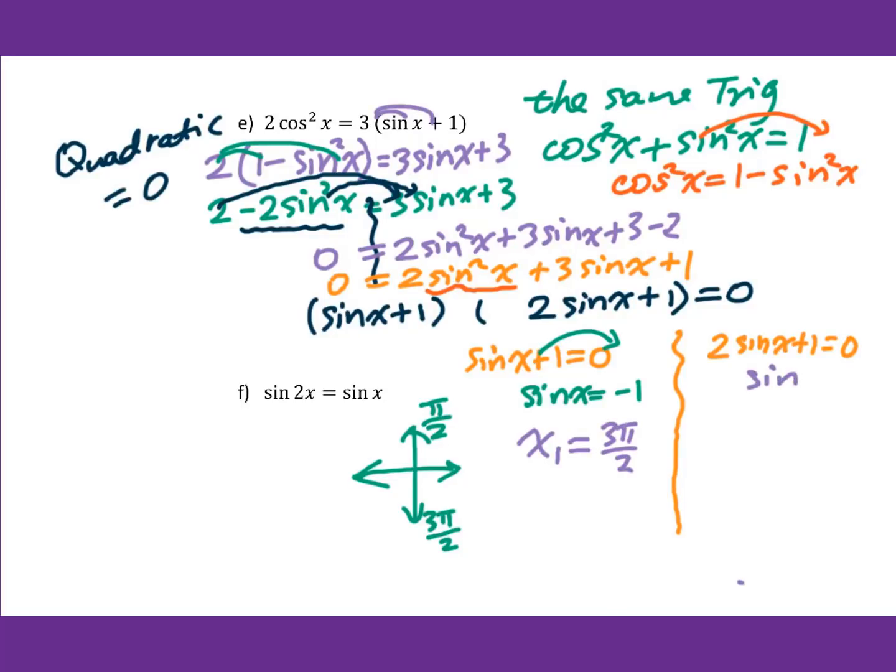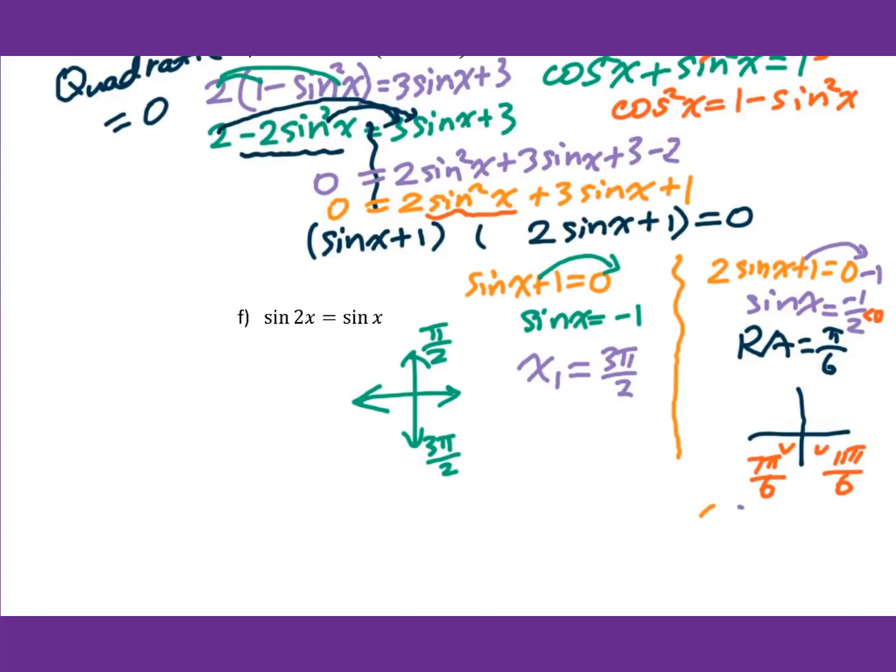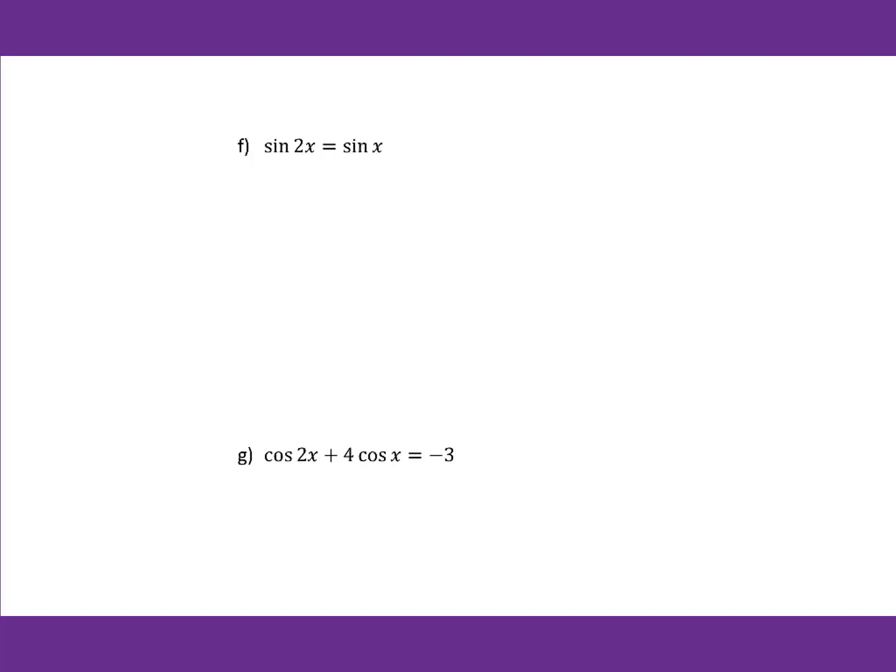For this side, cross over, then divide by 2, you got negative 1 over 2. Reference angle, that is pi over 6. We go to the third and fourth quadrants because this is less than 0. Therefore, I got 7 pi over 6 and 11 pi over 6. We can write down the solutions x2 equals 7 pi over 6, x3 equals 11 pi over 6. That's the solution. Now let's go to F.